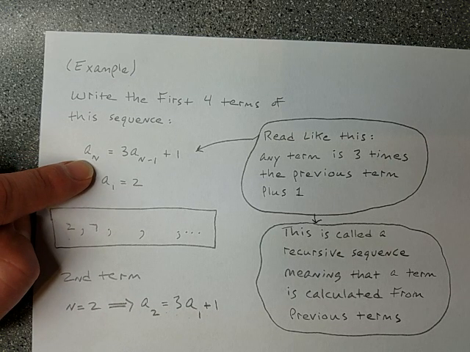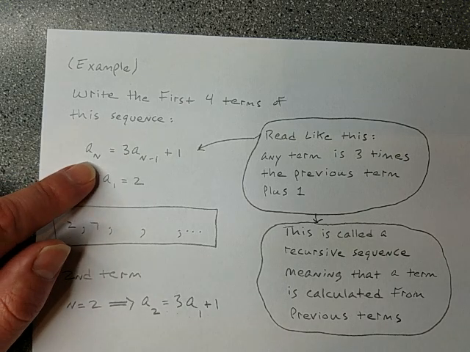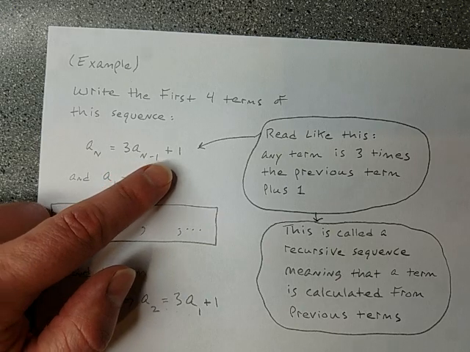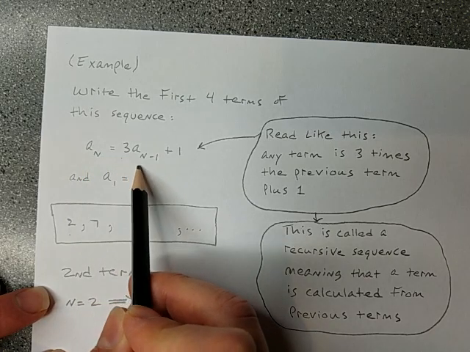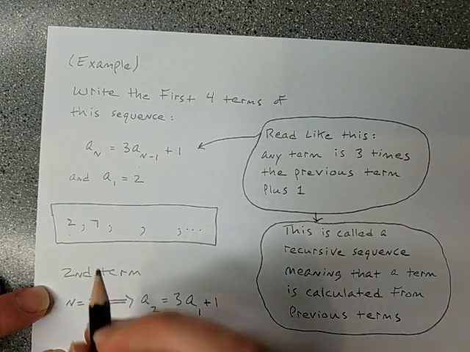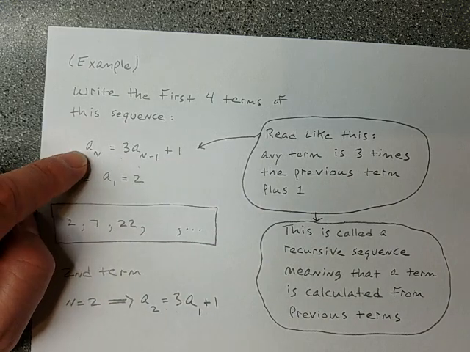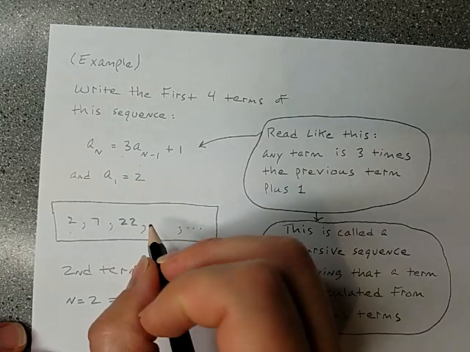You make the subscript say what you want it to say. If you want the third term, you put 3 for n in this statement, in that formula, and it will tell you the third term. It will say the third term is 3 times the second term plus 1. Well, so that would be 22. All right. And the fourth term is 3 times the third term plus 1. Well, that would be 67.